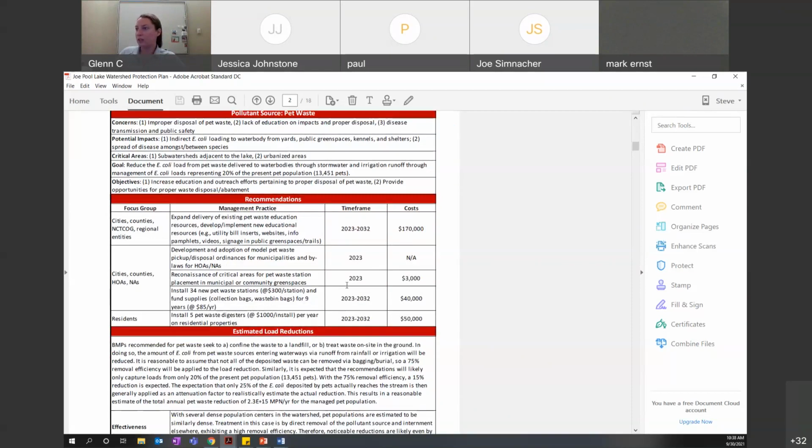And the calculation for reconnaissance comes from salary, and then installing new pet waste stations, the 300 station figure, came from a pet waste company. And this was calculated based on how many collection bags are in a pet waste station. And that was multiplied together to come to 40,000. So based on the pet waste bags, you can determine how many dogs you might address. And then with pet waste digesters, this is just based on quotes for install and equipment to build.